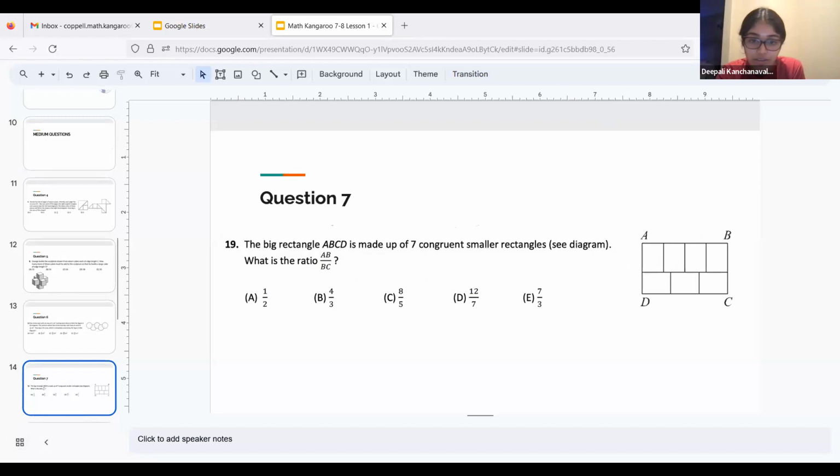So this one says the big triangle ABCD is made up of 7 congruent smaller triangles in the diagram. Oh, are you sure they are triangles? Rectangles. Sorry, I'm a bit tired. What is the ratio AB to BC? If you've solved it already, put your answer in the chat and I'll call one of you to explain.